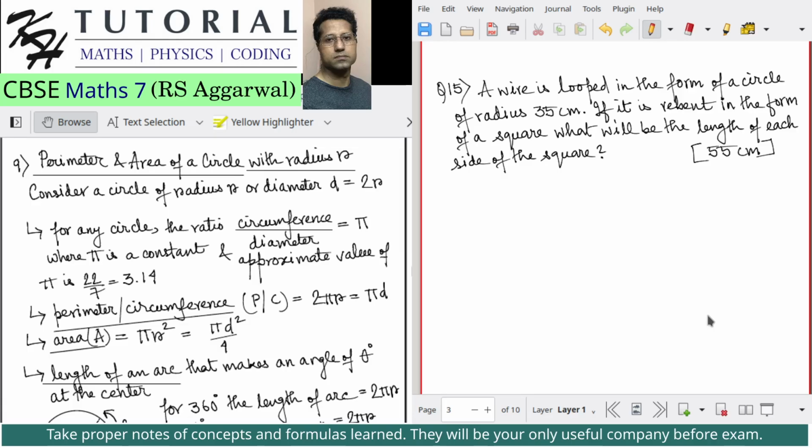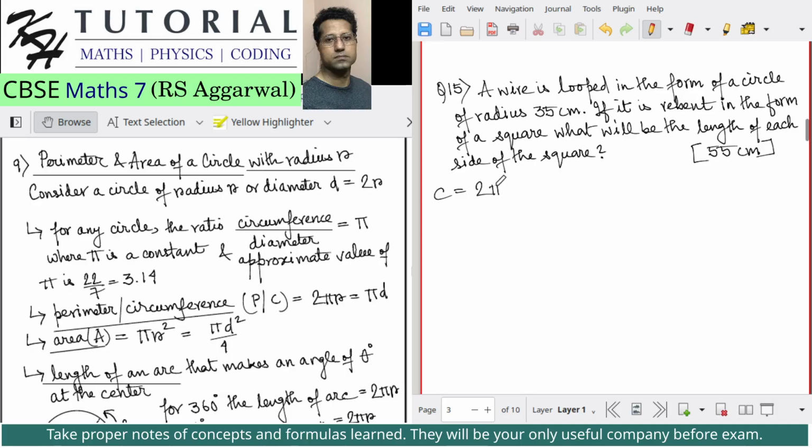In this problem, a wire is initially in the shape of a circle, and then it is rebent to form a square. So the perimeter of the square will be equal to the perimeter of the circle, or the circumference of the circle. The radius of the circle is given to be 35 centimeter. So let's see what is the circumference of the circle.